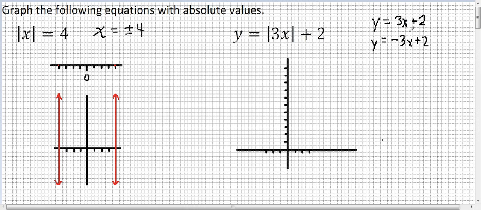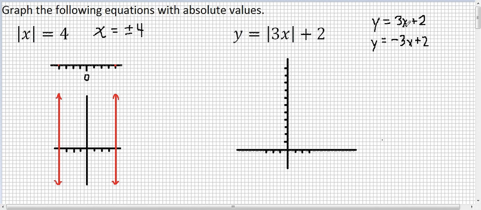These two lines intersect at 0, 2 because both of these lines have the same y-intercept of 2. So if we graph these two equations, we get two intersecting lines that look like an X intersecting at 0, 2. And the graph of y is equal to the absolute value of 3x plus 2 is some part of that X. So let's try to figure out which part of the two graphs are also part of this graph.